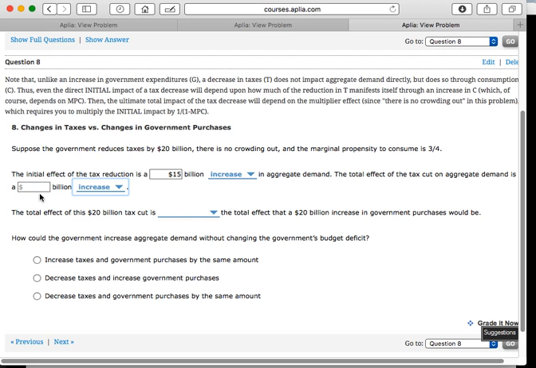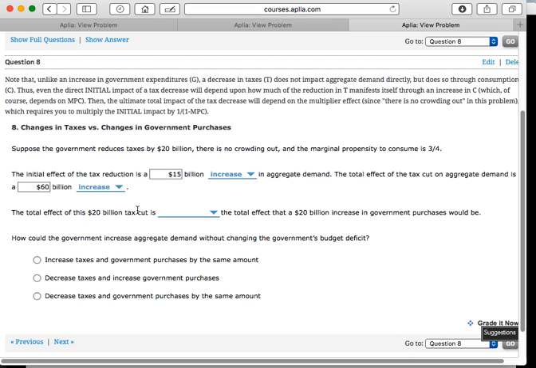The total effect of the tax cut on aggregate demand, again, is going to be an increase in aggregate demand. How much? Well, the multiplier is 4. 4 times 15, 60. $60 billion increase, right? Because the $15 billion gets spent. So remember, a tax decrease of 20 billion doesn't translate into an initial shift in aggregate demand of 20 billion because it only shifts it through consumption. But then that gets multiplied. So it's $60 billion increase.